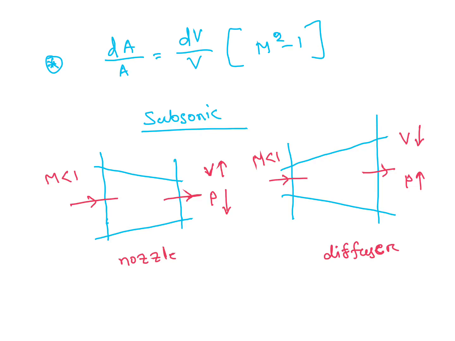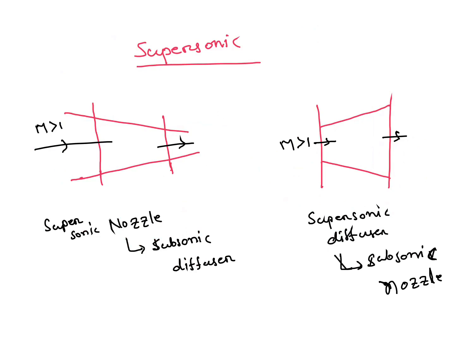And for supersonic inlet, nozzle and diffuser. For supersonic inlet, a supersonic nozzle will act as a subsonic diffuser. Velocity will decrease and pressure will increase at outlet. And if the inlet is supersonic for a diffuser, it will act as a subsonic nozzle. In case of subsonic nozzle, velocity increases at outlet and pressure decreases at outlet.